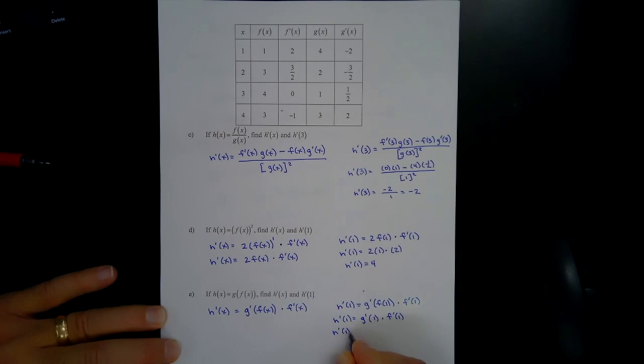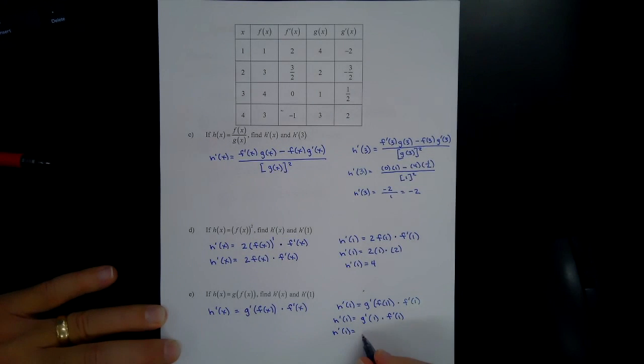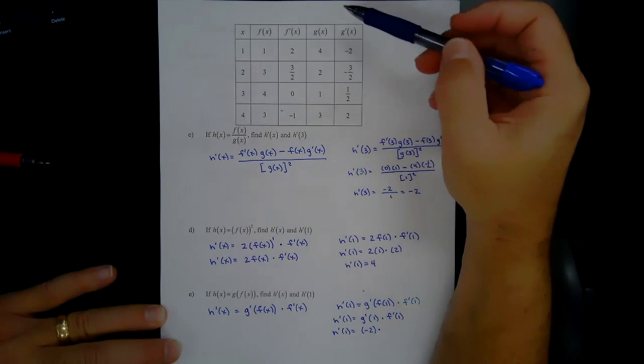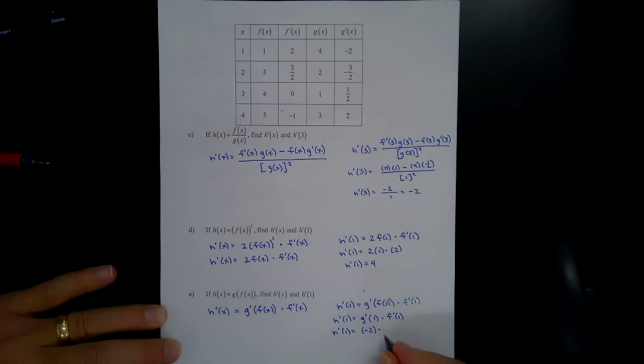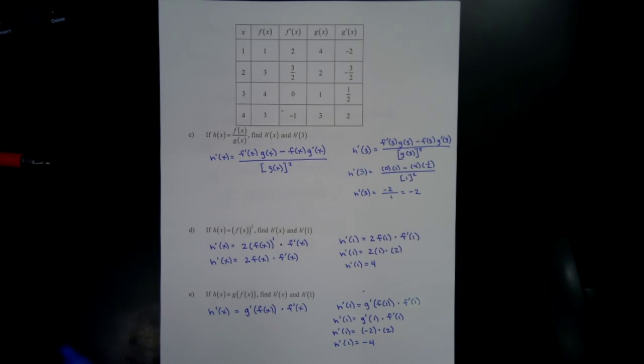So h prime of 1 is equal to g prime of 1. So g prime of 1 is -2 times, and then f prime of 1. F prime of 1 is 2. And so h prime of 1 winds up being the value of -4. And that's how you do these problems, okay? And today's the last day of chain rule, all right? So we're done. We should really know chain rule really well now, okay?